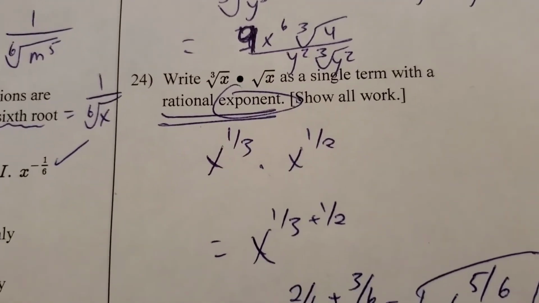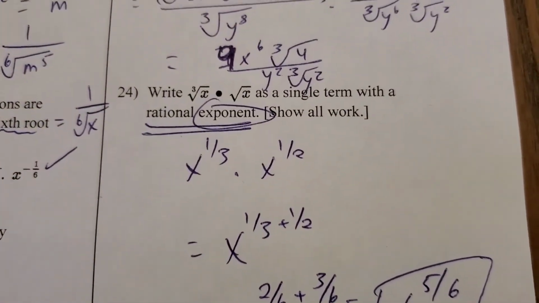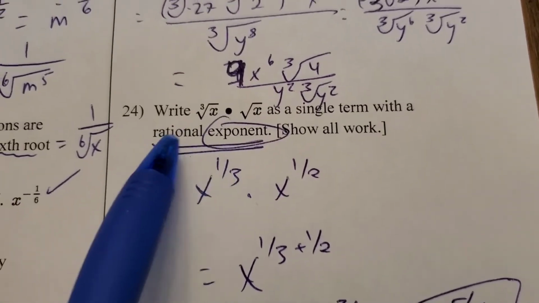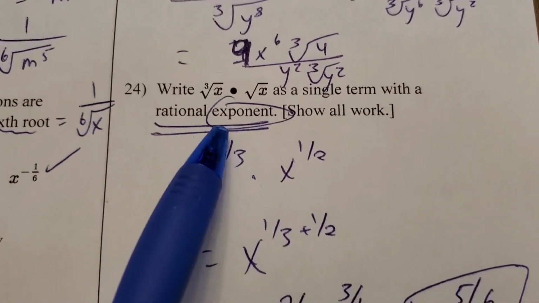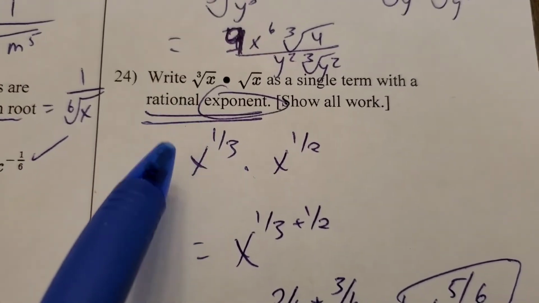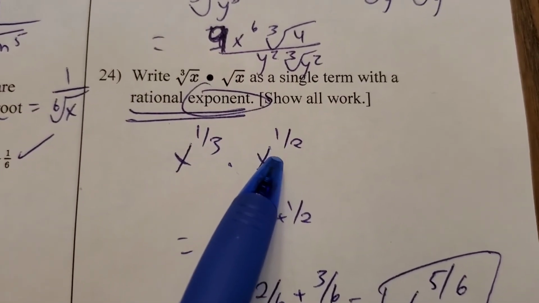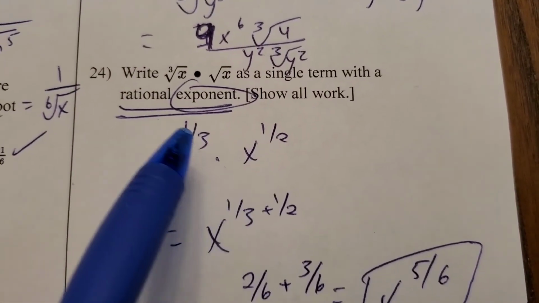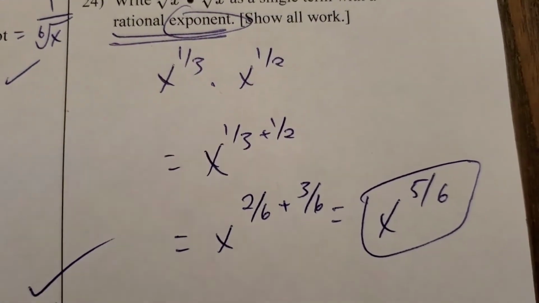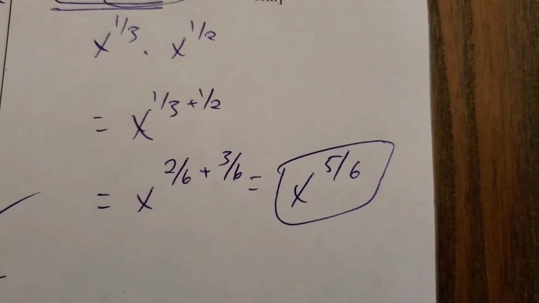And finally, for the last question, number 24, we've got the cube root of x times the square root of x. It says as a single term with a rational exponent. Keyword rational exponent. So you want this in exponential form, not radical form. So the cube root of x becomes x to the 1/3. The square root of x becomes x to the 1/2. Right? When we're multiplying common bases, we add the exponents: 1/3 plus 1/2. Get a common denominator of 6. 2/6 plus 3/6 is x to the 5 over 6.